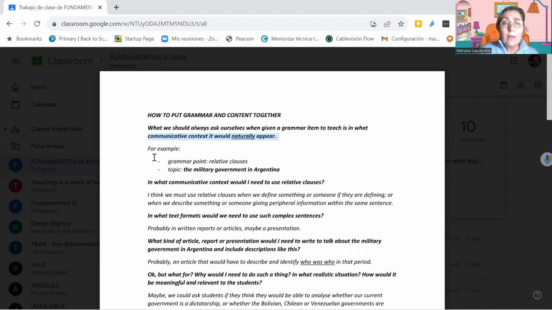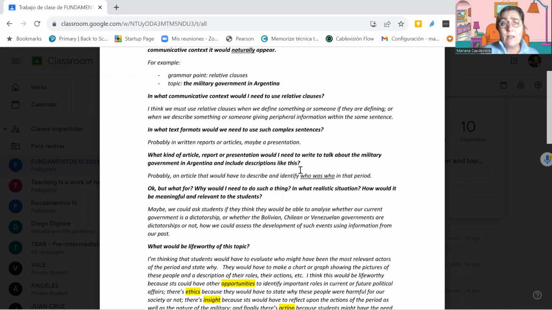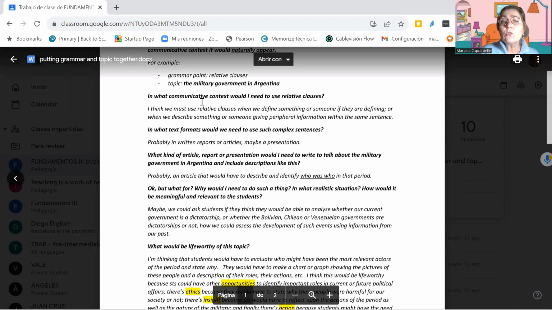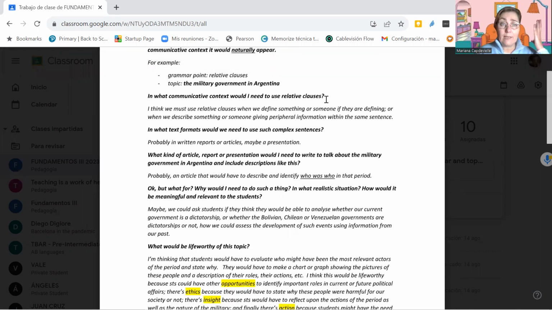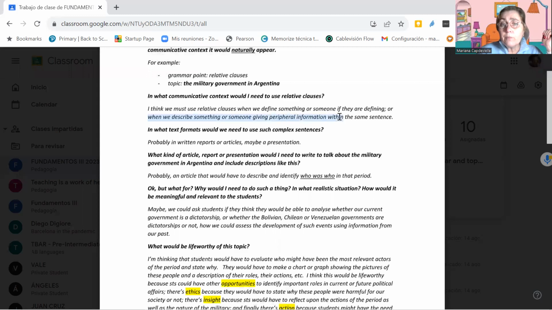Okay, for example, the grammar point, relative clauses. The topic, the military government in Argentina. What the heck? What am I going to do with this? So I ask myself, in what communicative context would I need to use relative clauses? So let's think. I think we use relative clauses when we define something or someone, if they are defining relative clauses, of course. Or when we describe something or someone, giving peripheral information within the same sentence. So basically, defining or describing. Okay, so that's when we use it.